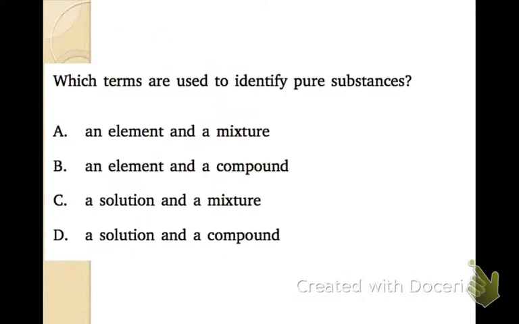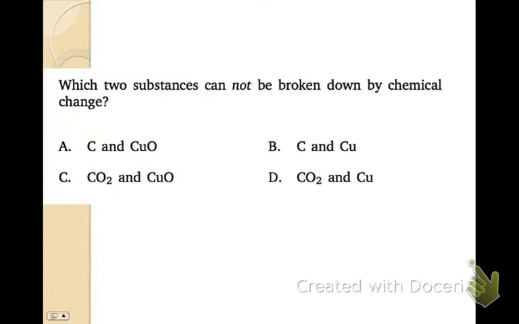Which terms are used to identify pure substances? So we have to think back to our flowchart. Which section are pure substances? And if you looked back at your flowchart, take a look at it. You'll see the left-hand side, those are going to be B, elements and compounds.